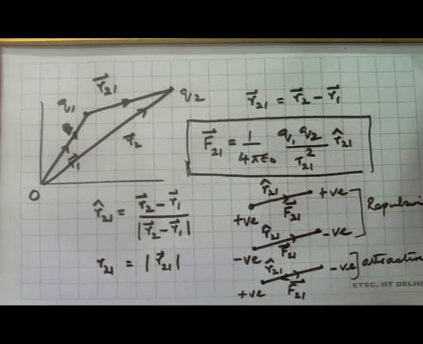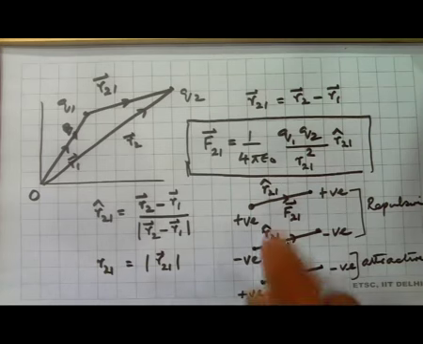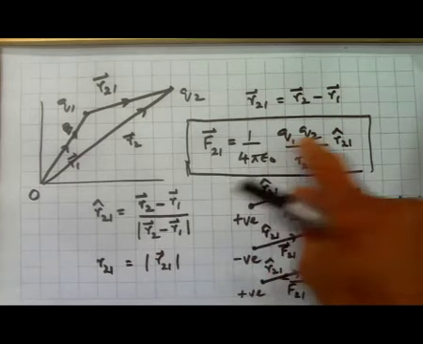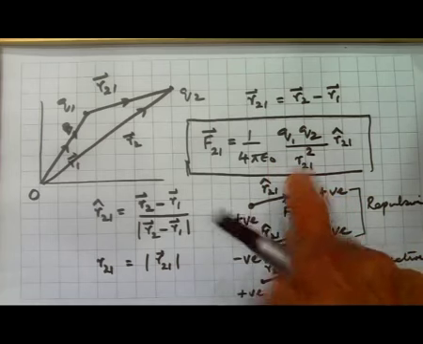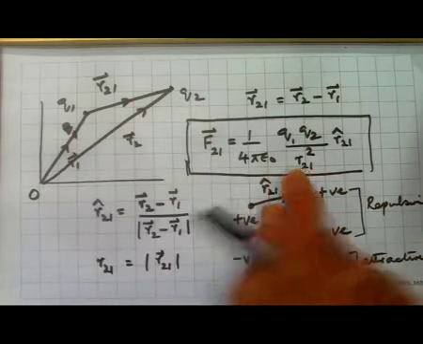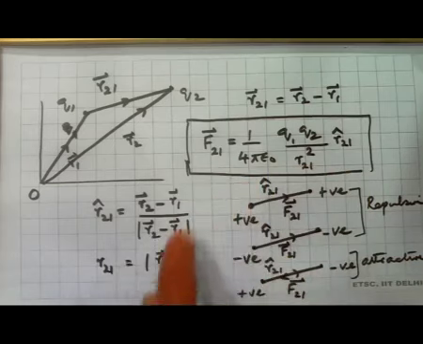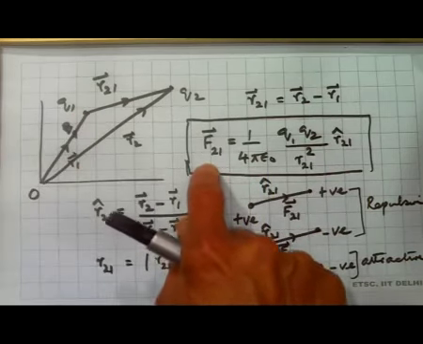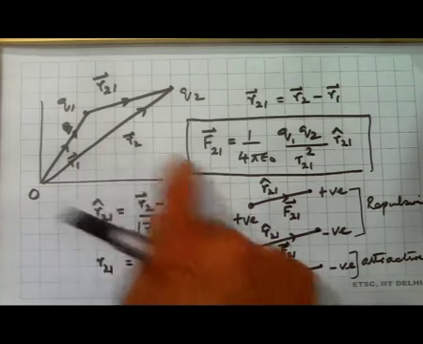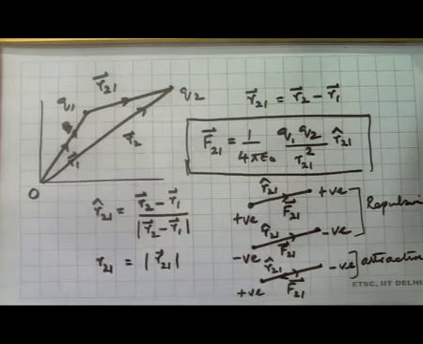So, this formula tells me the magnitude and direction of the electrostatic force between two charges q1 and q2. The force is proportional to the product of the two charges, is inversely proportional to the square of the distance separating the two charges, and is along the direction joining q1 to q2, where I am writing the force acted upon q2 by q1.